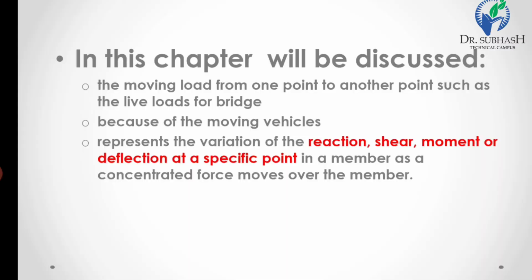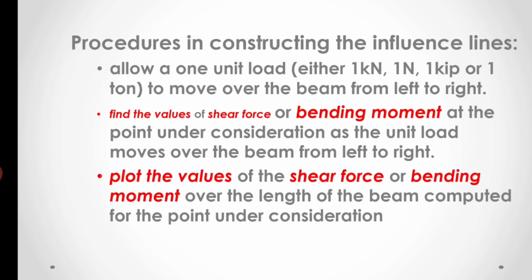In this chapter we will discuss moving loads from one point to another, such as the live load on a bridge, because the moving load is a vehicle. It represents the variation of reaction, shear force, bending moment and deflection at a specific point as a concentrated force moves over the member. Next, constructing the influence line uses only one unit load, either 1 kilonewton, 1 newton, 1 kilopascal or 1 ton, moving over the beam from left to right. We always move the unit load 1 over the beam from left to right.